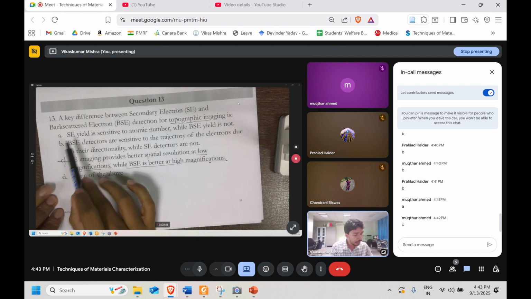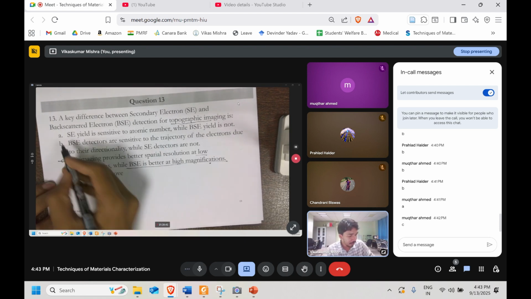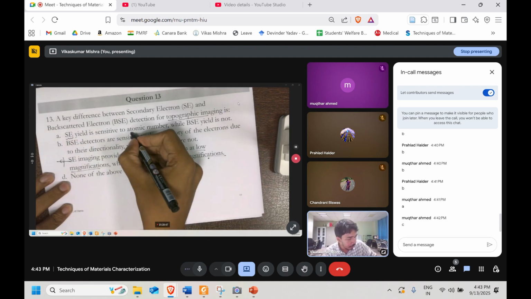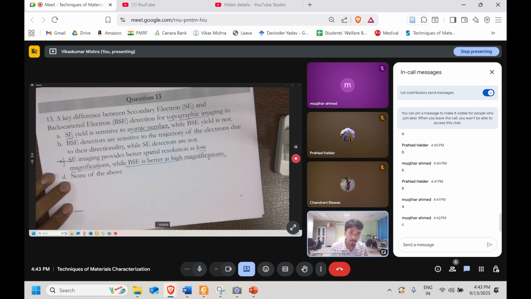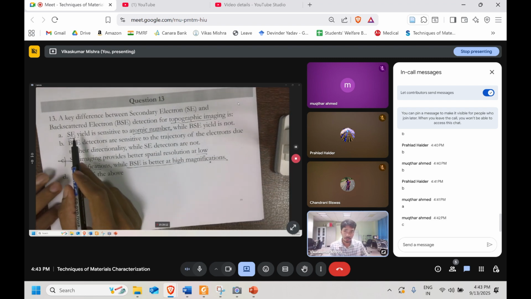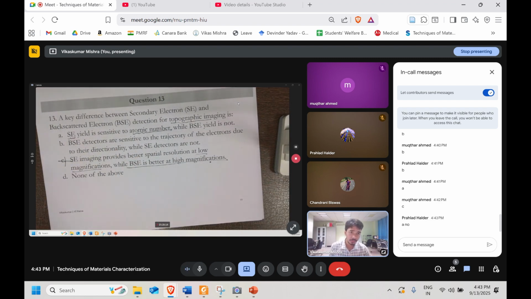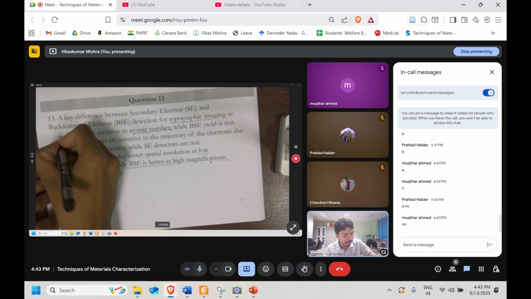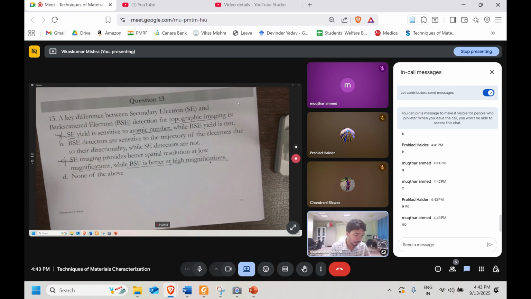Let's read again. SE yield is sensitive to the atomic number. Is the secondary electron yield sensitive to the atomic number? What do you think? Is option A right or not? True or false? Let's take it as true or false. A is no, right, Prahlad? That's great. Option A is not.